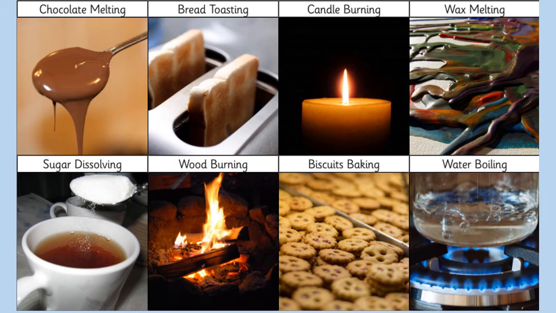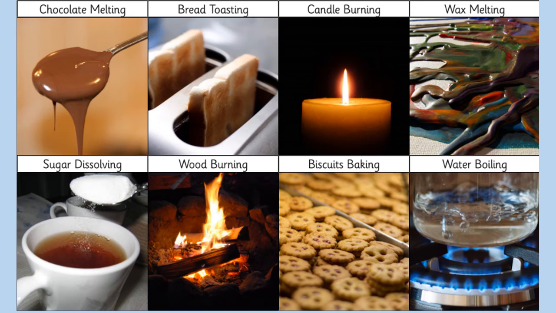Chocolate melting. Is that a physical change or is it a chemical change? Is this a change where the change is simply a change of state, where nothing new is created? Or is this a chemical change when a brand new product is created from reactants? Well, from our experiment last week, we know that chocolate melting is a physical change. Nothing new is created, it's just a change of state. So chocolate melting is a physical change.